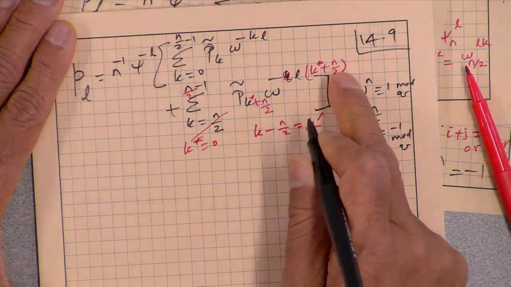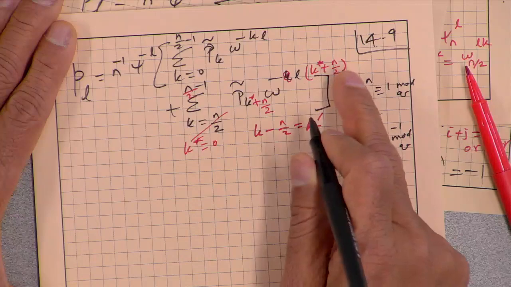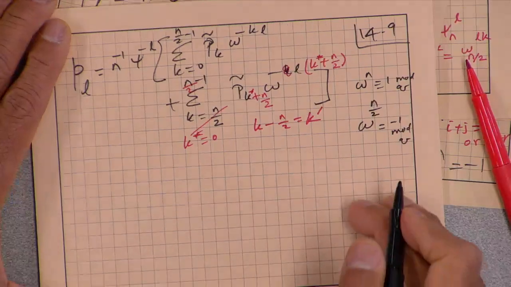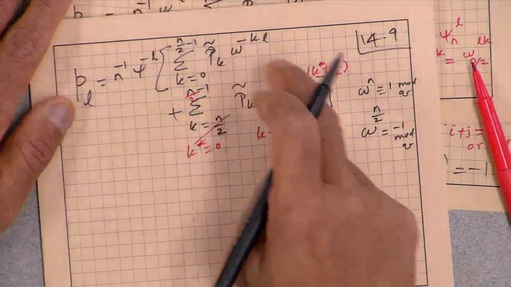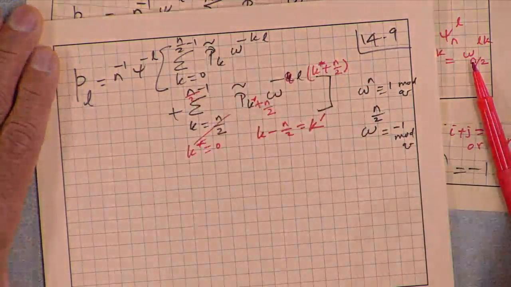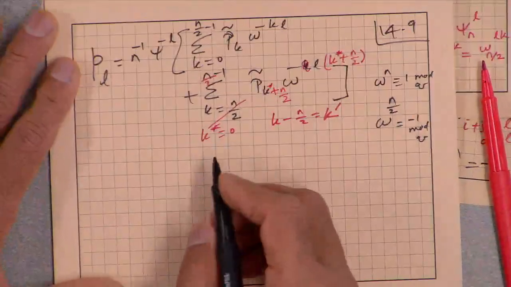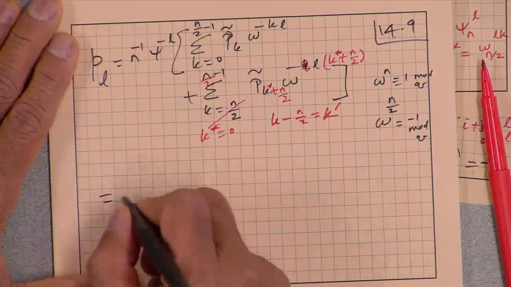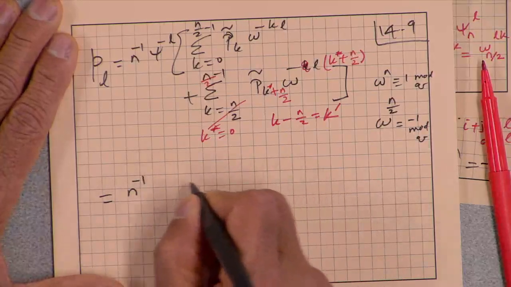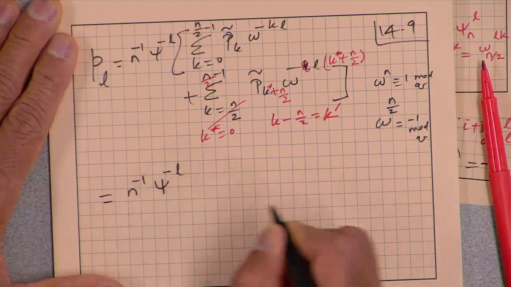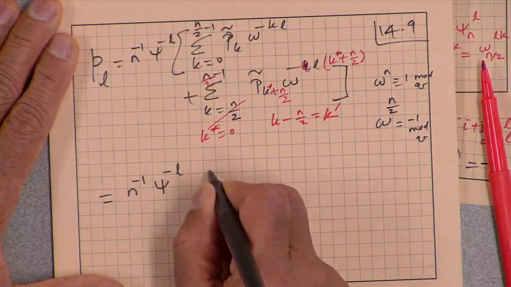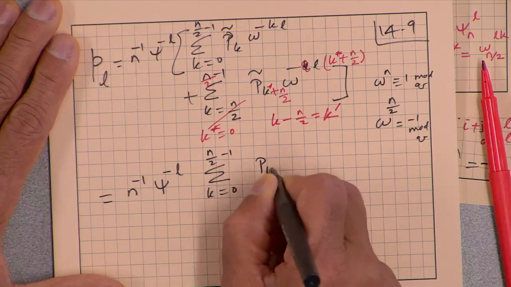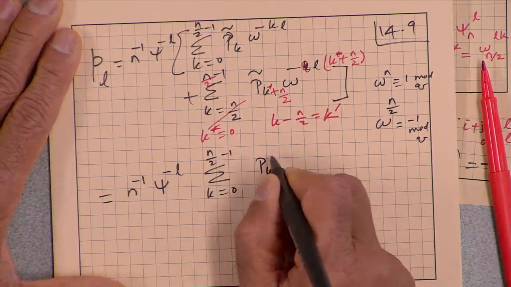And then if we take this quantity outside here, there will be a negative sign, then I can take these two together. So let's see what we will get. n inverse psi to the power minus L, summed over k equal to 0 to n by 2 minus 1, p k tilde.